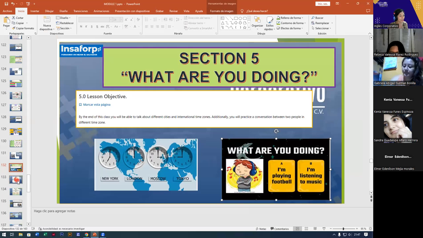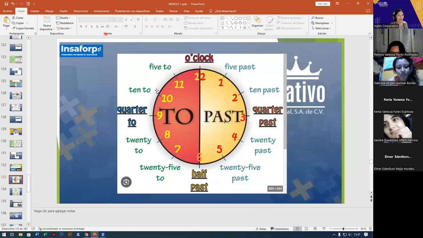Okay, let's check the next part. Let's observe that we have a clock. In this clock, we have the different ways you can give the time. If we have o'clock, that means en punto. Then we know that every number represents 5 minutes, right? So we have 5, 10, 15, or quarter, que sería un cuarto de hora. 4 represents 20. 5 represents 25. 6 represents 30 minutes or half. Ese half significa media hora. Then the number 7 represents 35, or 25 to.